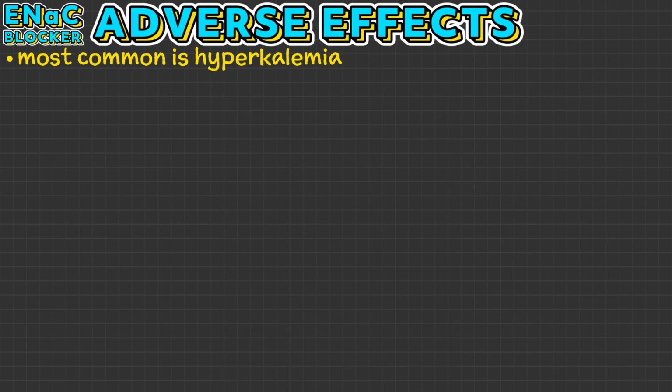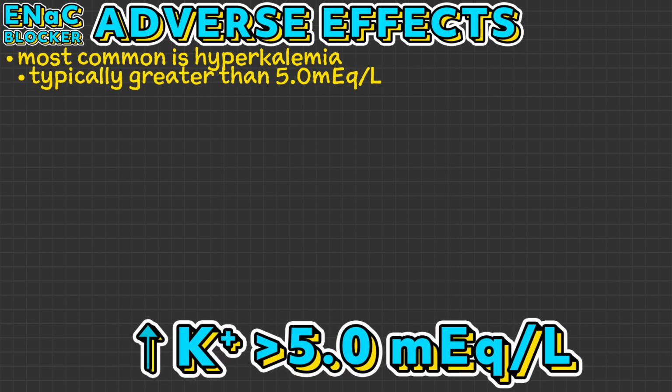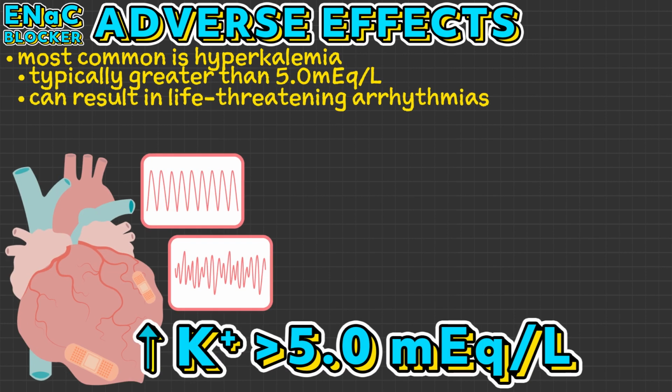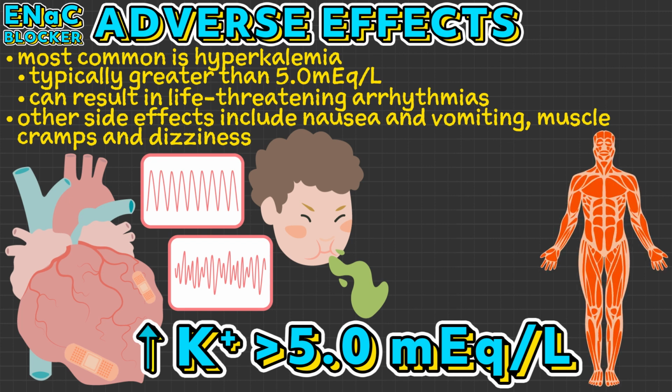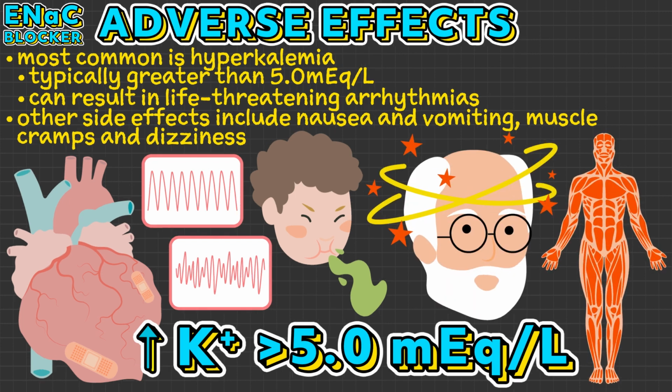The most common adverse effect of ENaC blockers is hyperkalemia, or elevated serum potassium, typically greater than 5 milliequivalents per liter, which can result in life-threatening arrhythmias. Other side effects can include nausea and vomiting, muscle cramps, and dizziness.